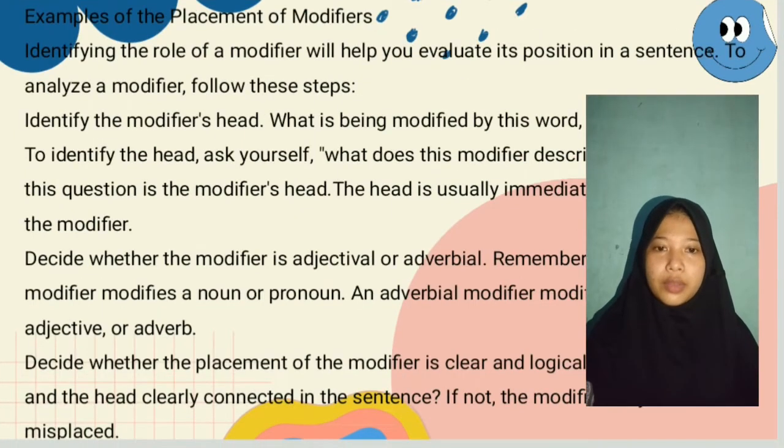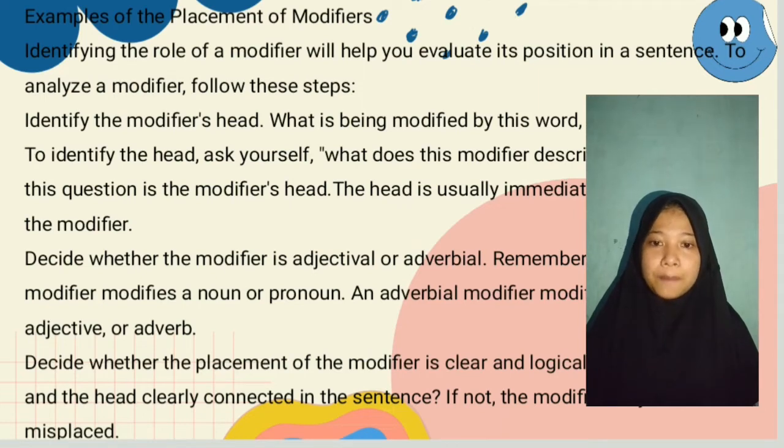Examples of the placement of modifiers. To identify the role of a modifier, we have to evaluate its position in a sentence. To analyze a modifier, follow these steps. Identify the modifier's head. What is being modified by this word, phrase, or clause? To identify the head, ask yourself, what does the modifier describe? The answer to this question is the modifier's head. The head is usually immediately before or after the modifier.